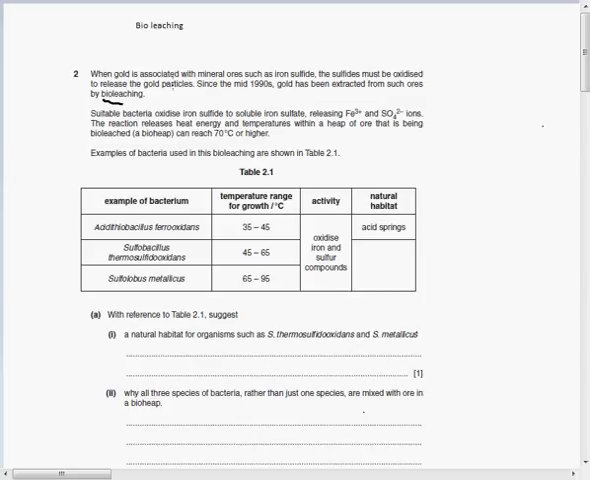When the gold is associated with minerals and iron sulfide, the sulfide must be oxidized to release the gold particles. You can read this. So what happens actually is this: Fe2+ is oxidized to Fe3+ by these bacteria. These bacteria are just oxidizing agents. They just oxidize.